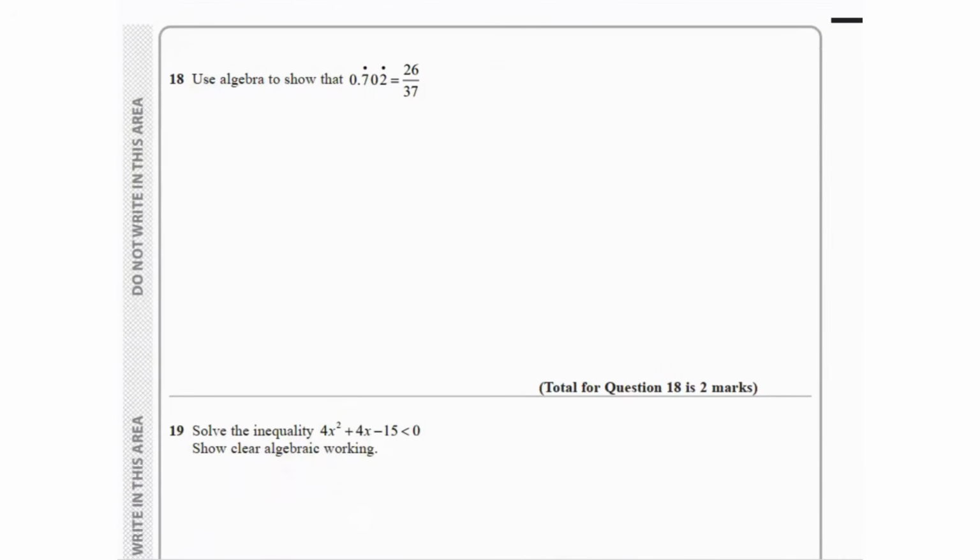Then we have a recurring decimal question. So use algebra to show that 0.702 with 7 and 2 recurring equals 26 over 37. In this case, 7 and 2 are recurring, so we can assume that x equals 0.702702702, and so on. Our goal is to create a fraction from this, so we need to move the decimal, obviously.